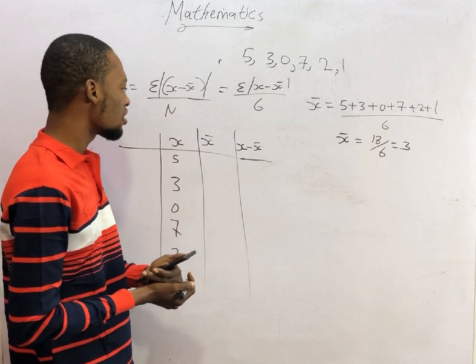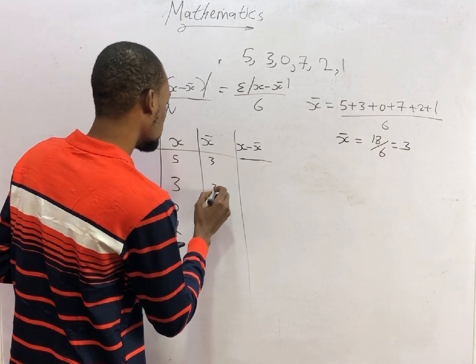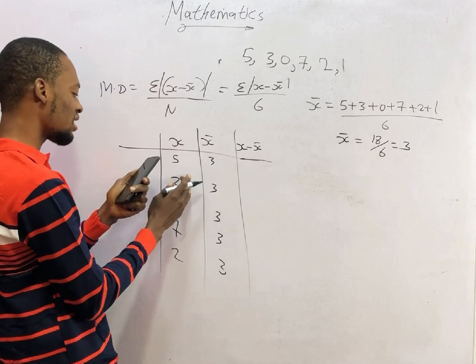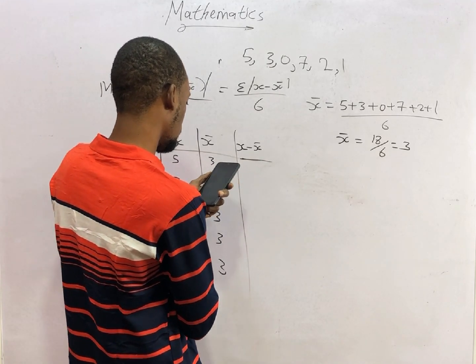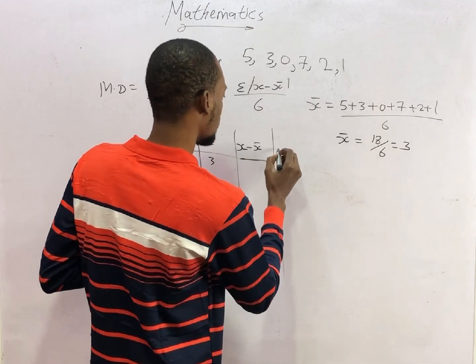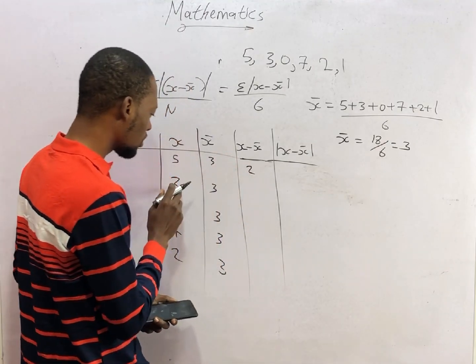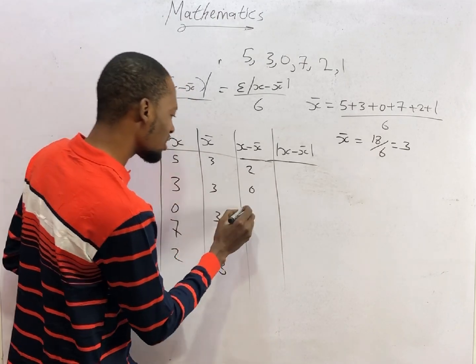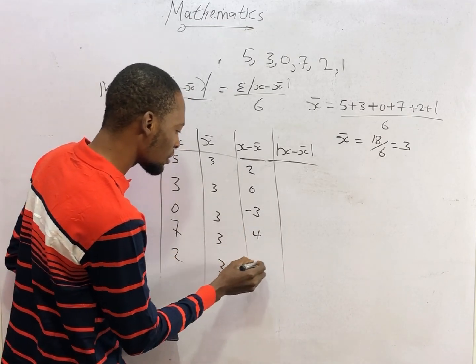If the mean is 3, it simply means that here is already 3, 3, 3, 3, 3. S bar remains constant, and this is s. So what is s minus s bar? S minus s bar is 5 minus 3, 2; 3 minus 3, 0; 0 minus 3, minus 3; 7 minus 3 is 4; 2 minus 3 is minus 1.